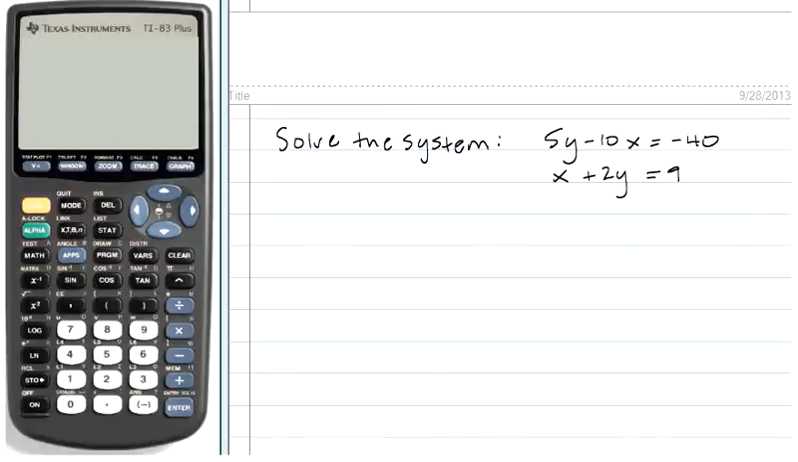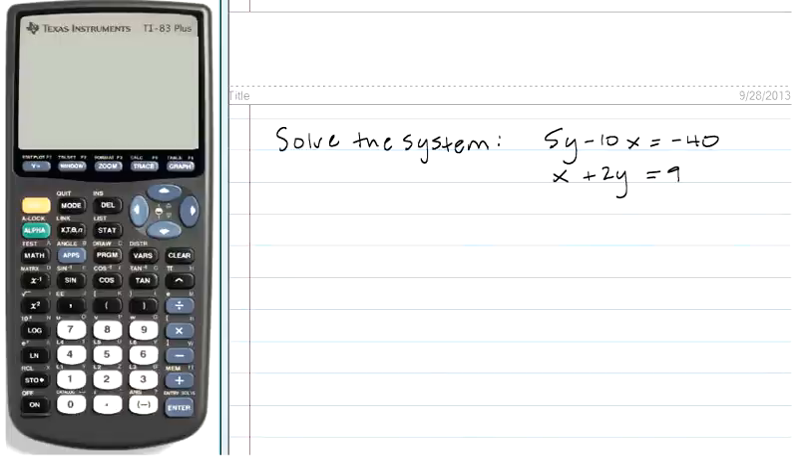In this video, I would like to share with you how to solve a system of linear equations using the graphing calculator. And although you see a TI83 here on the screen, please know that if you have a TI84, the same keystrokes apply.